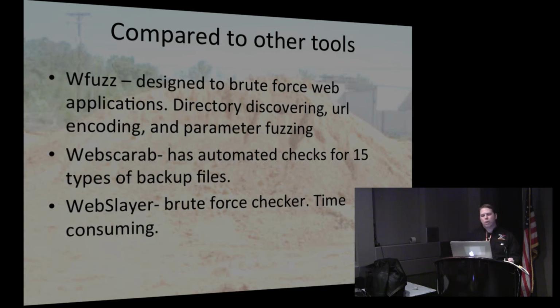WebScarab, the OWASP project, actually has an automated check, but it only checks for 15 types of backup files. So what if the user was using Nano? I didn't see the Nano extension on there, so now I caught one file that they're not catching. And then WebSlayer, same thing. It's a brute force checker, but from what I've used and seen, it's very time consuming. It uses a lot of processes. You can see there that was a good list of URLs that it pinged and tested real quickly, so you don't have to sit there and wait days for this thing.